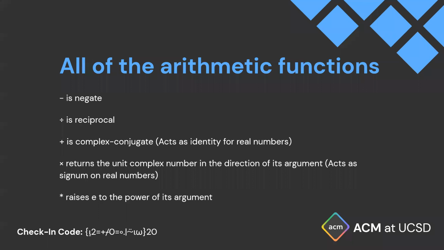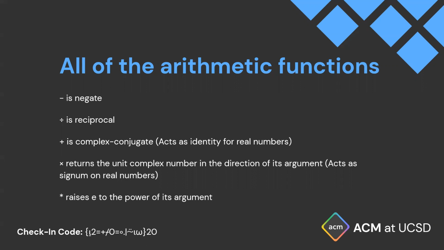Here are basically all of the dyadic and monadic arithmetic functions. The negative symbol is negation, or in a dyadic context, subtraction. The division symbol, when applied to only one operand, is reciprocal. It takes the argument on the right and takes its reciprocal, so it does 1 over the number, or 1 over all the elements in the array. Plus is actually complex conjugate. In APL there are also complex numbers, and you can do operations on them like so.